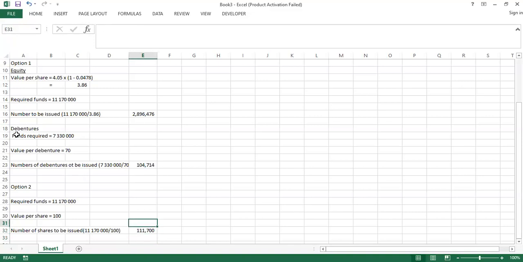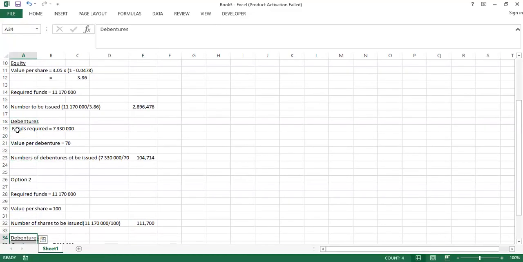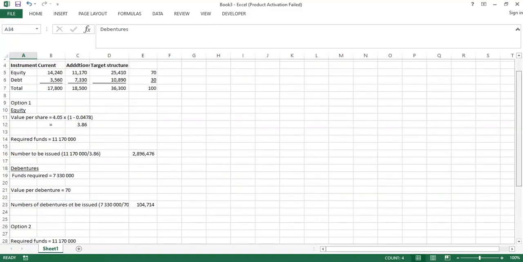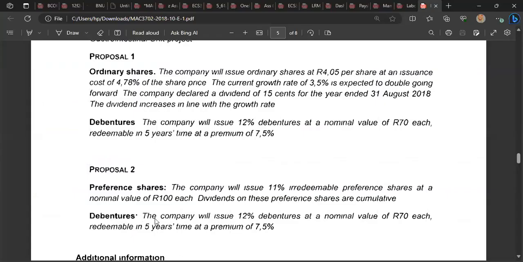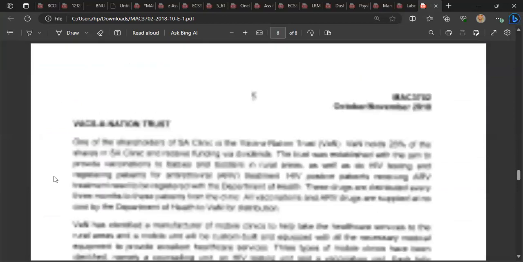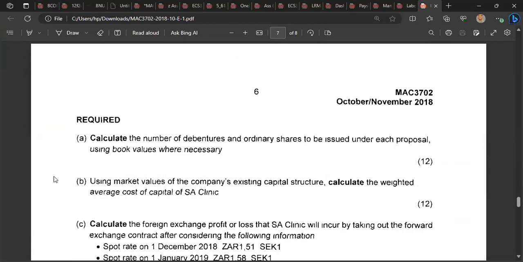Right. Still under option B, debentures, we need the same number of debentures. So this you could as well copy and paste it here. If you leave it out, we will assume that you never read this part of the question. This part about debentures, again, under proposal number 2. Right. So we will be done with the first part of the question.